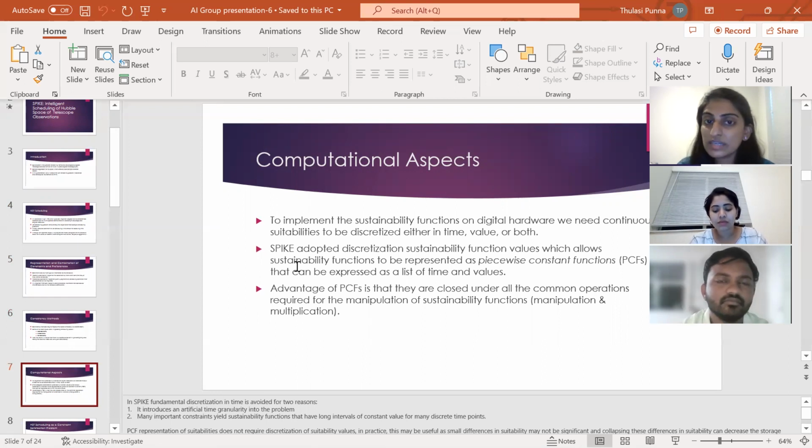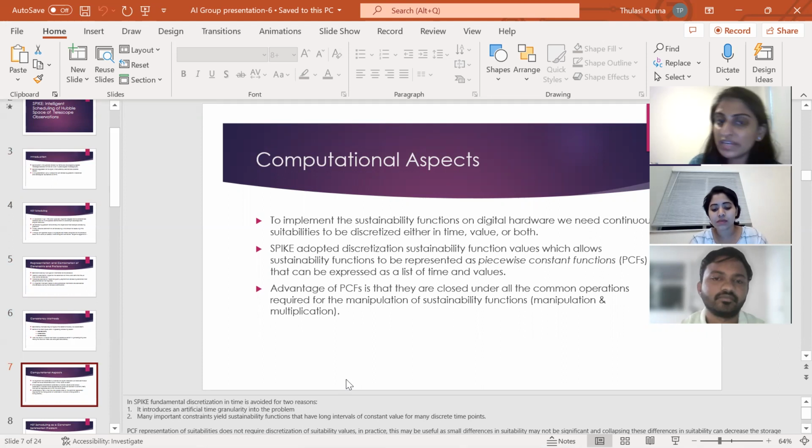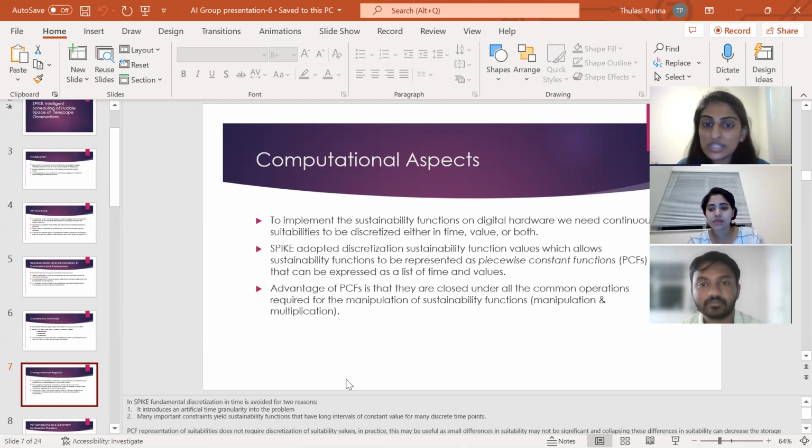And those can be used for discretization of suitability. In SPIKE, fundamental discretization in time is avoided for two reasons. One is that it introduces an artificial time granularity into the problem. The other reason is that many important constraints yield suitability functions that have long intervals of constant values, which discretization may distort. So these are the computational aspects to be considered while doing HST scheduling with SPIKE.